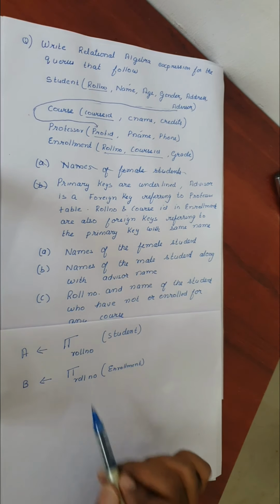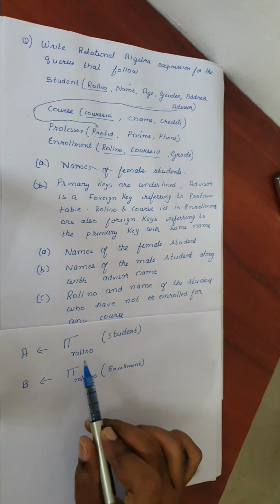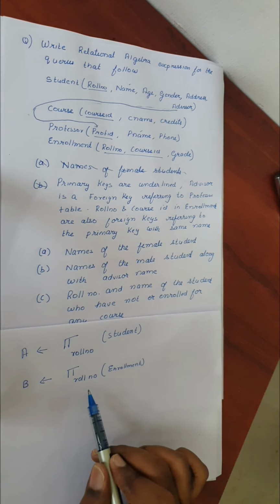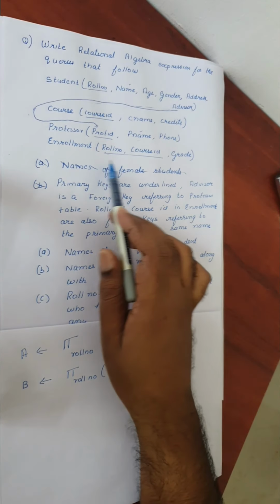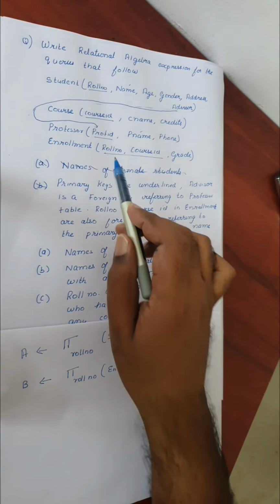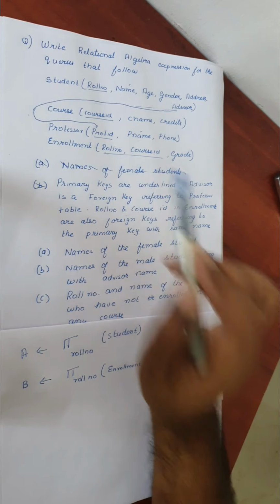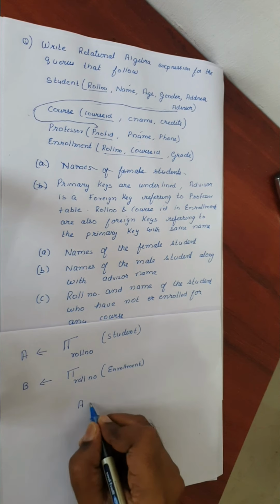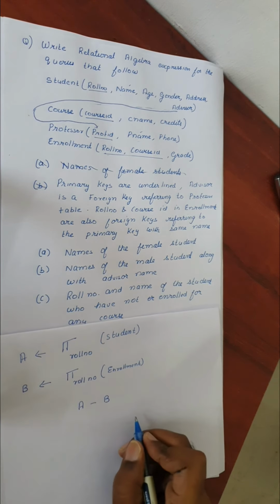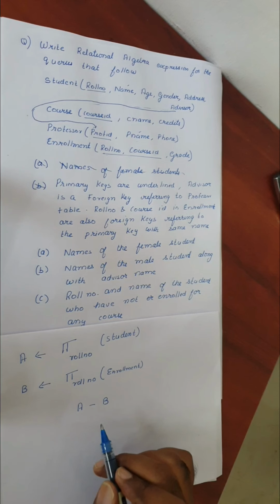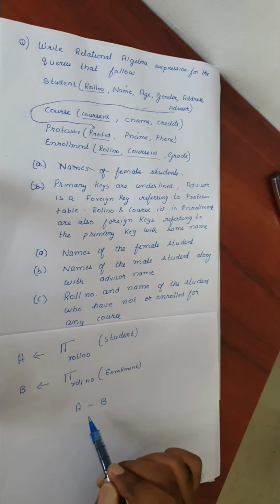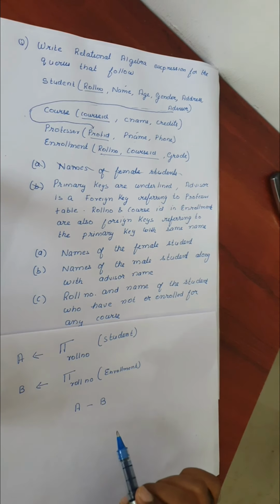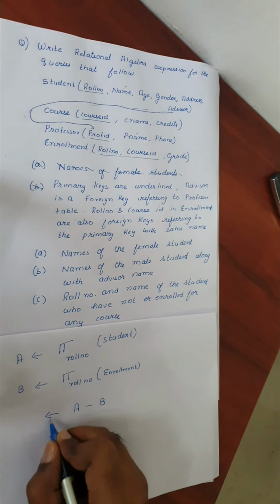We will get the roll number of the students who have not enrolled for any course. അല്ലേ? അപ്പോൾ A minus B ചെയ്യുമ്പോൾ എന്ത് കിട്ടുന്നത്? A എന്ന് പറഞ്ഞാൽ എന്താണ്? It is the roll number of the entire student. This B means what? The roll number of the students enrolled for certain courses. So when we perform A minus B, we will get the roll number of the students who have not enrolled for any courses. Okay, so this is intermediate result C.